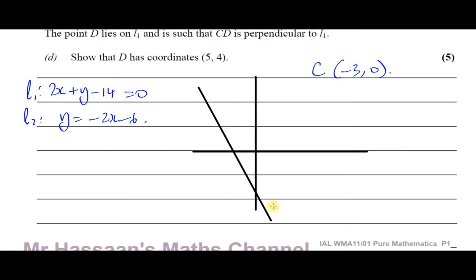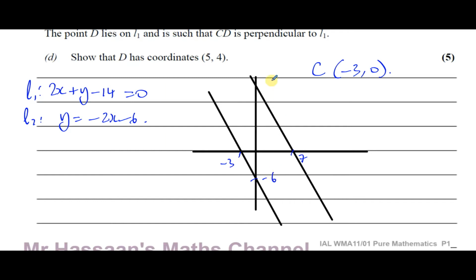And line 1 is going to pass through the x-axis at 14, and it's going to pass through the y-axis at 7. I'll just try and make this a bit more realistic, put it a bit more to scale. So let's just say that these are parallel lines that have the same direction. This is 7, 0, this is -3, 0, this is -6, and this is +14.